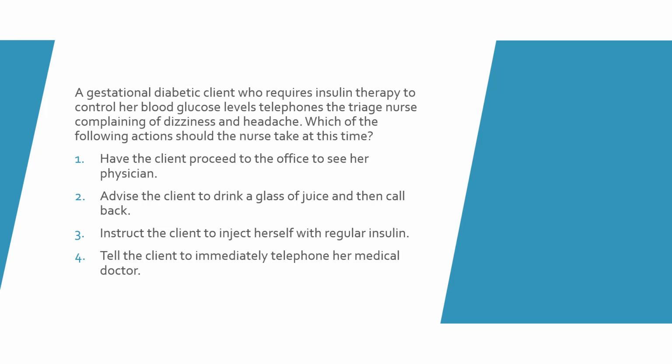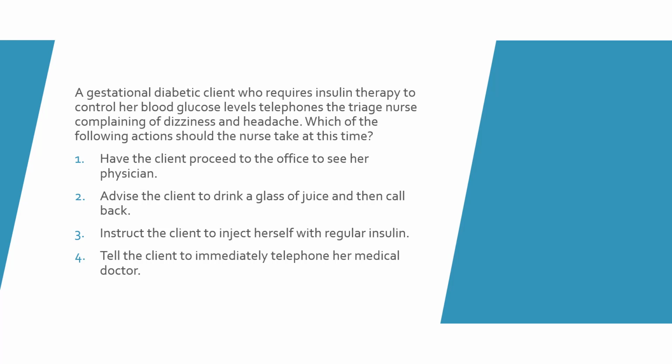Number 2, advise the client to drink a glass of juice and then call back. If the patient is hypoglycemic, this would definitely be an appropriate intervention. Having the juice could bring their numbers up to get them out of an emergent situation. So this looks like it could possibly be our answer, but again, we want to look at all of the answers before we decide. Number 3, instruct the client to inject herself with regular insulin. Without having a current blood glucose level, this intervention is contraindicated.